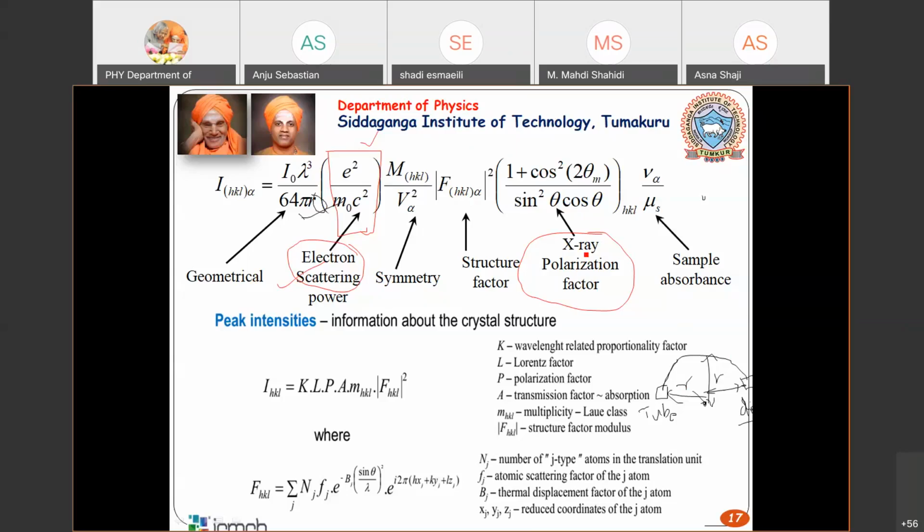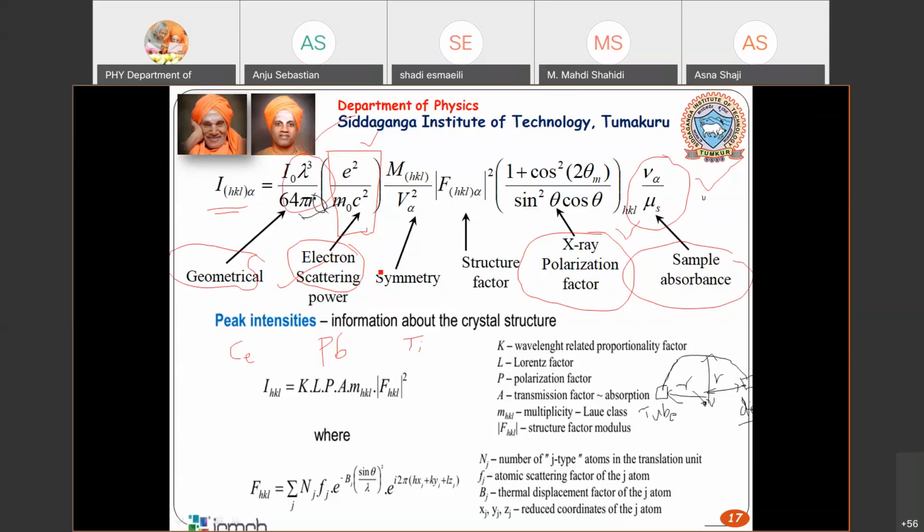Depending on the elements present in your sample, it will have different absorbance, and this is taken care of by this equation. So in this case, you don't have to worry about all these things. Your geometry, your scattering, your polarization, and also absorbance are taken care of by your foolproof program. The program is written in such a way that all these things are handled by it. You don't have to worry much about these things.